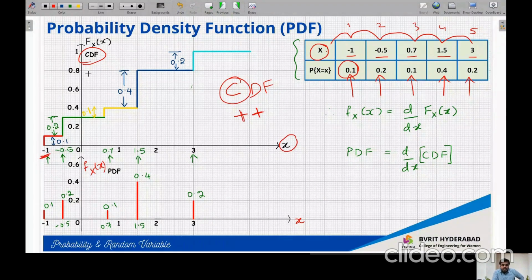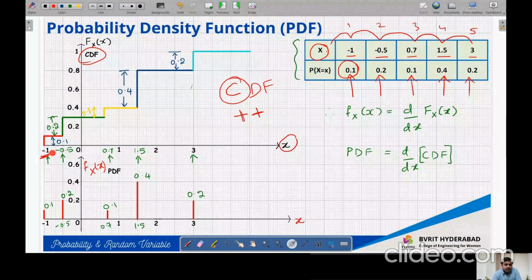Yes, sir. Or I can show the spotlight. Sir, can you increase the cursor size? Yeah, I'll show the spotlight. Now can you see this spotlight? Yes, sir. Red color spotlight.